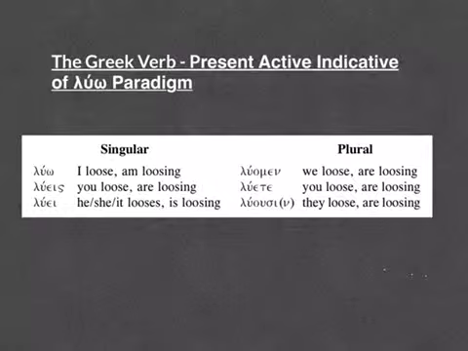Now you'll notice that there's a nu in brackets here. This is called a movable nu. The idea is if it's at the end of a sentence or there is a vowel that begins the next word, they usually put the nu in there. The same thing happens in English. You don't say a apple. You say an apple, right? But you will say a ball. You wouldn't say an ball. Make sense?